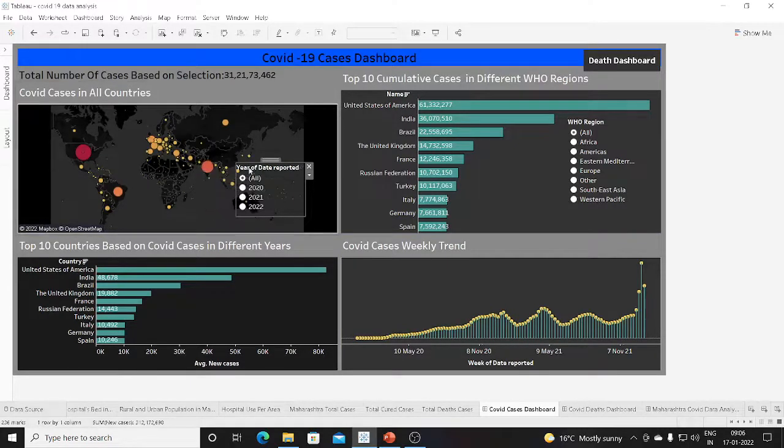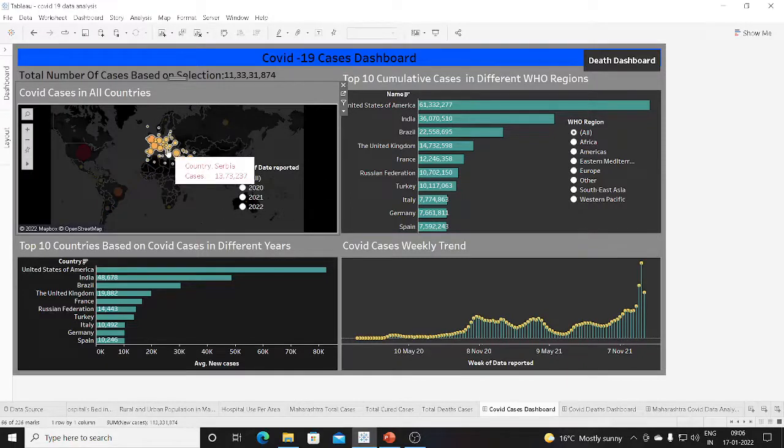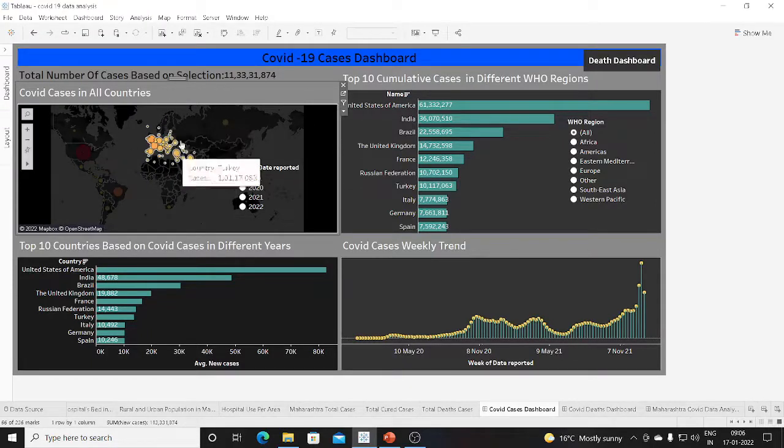Let's see the cases in this area. Let me select the last one actually. If we want to select them together, we can select like this, and here you can see the total number of cases. Easily we can see that Hungary has 1308877 cases. France also has many cases.